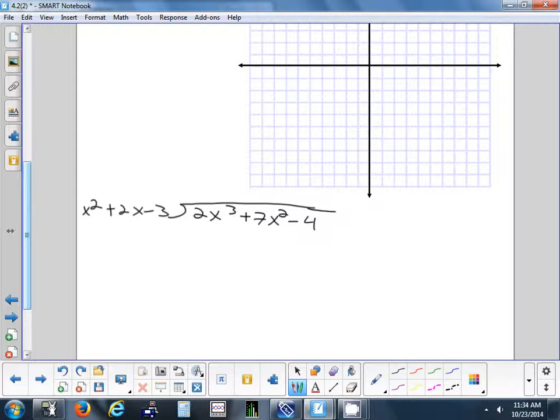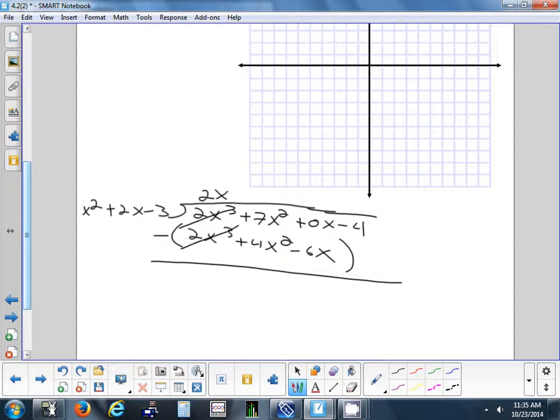Right, so x squared goes into 2x cubed. You get 2x. Multiply it back out. And you know what I should do? Don't forget a 0 for the linear term. Doesn't affect anything yet, but it will eventually. So 2x times x squared is 2x cubed. 2x times 2x is 4x squared. 2x times negative 3 is negative 6x.